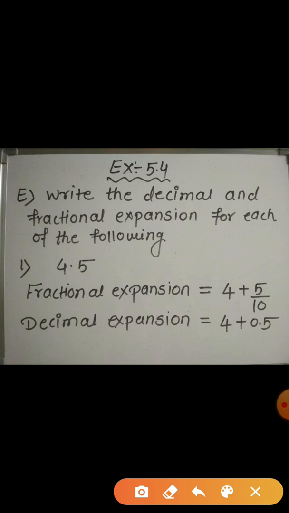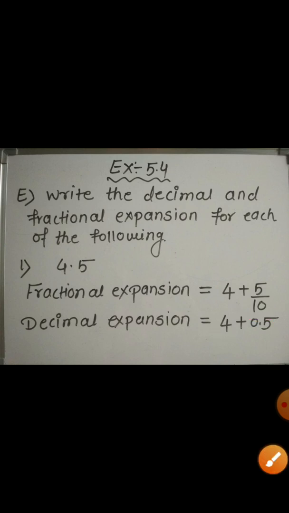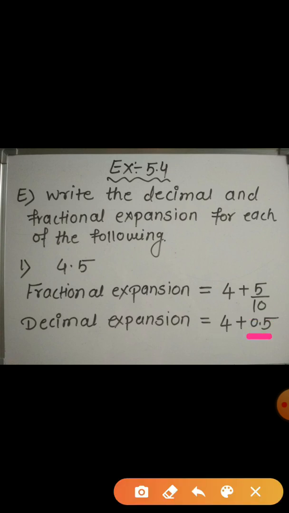In the decimal expansion, we can write 4 as it is, and only convert the fractional form into decimal form. So 5 upon 10 can be written as 0.5 in the decimal form. Hence 4 plus 0.5 is the decimal expansion.